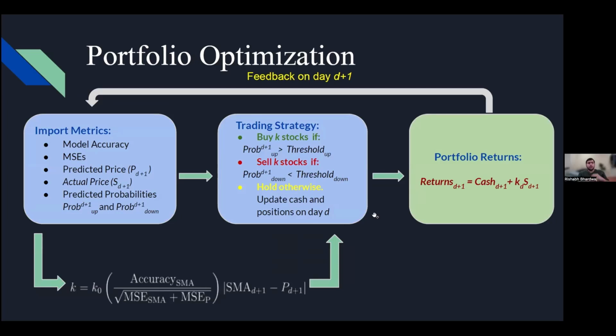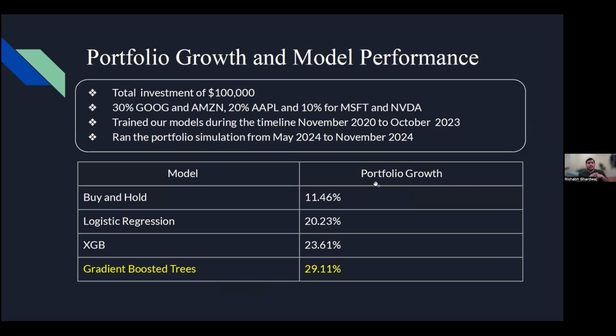Then finally, we do portfolio optimization with the model metrics and predictions that we get from the machine learning models we have studied so far, which we use to calculate how many stocks we're going to leverage on a given day using this particular formula. And then we feed this formula into our trading strategy, which allows us to buy or sell stocks depending on whether the probability of the stock going up or down is related to a given threshold. And we then update the cash and positions on day D, which allows us to calculate the returns on that day using this formula. And then we complete the feedback loop.